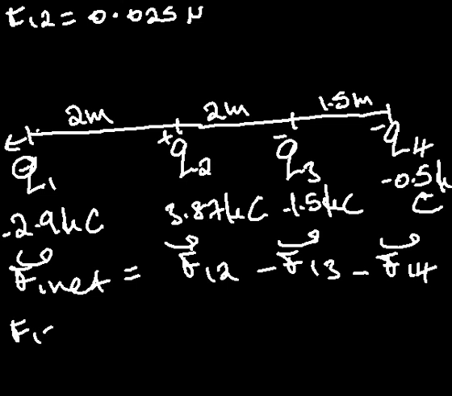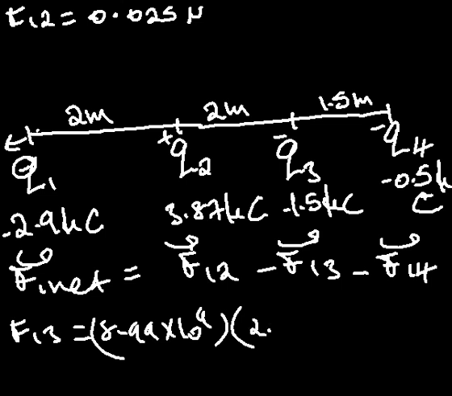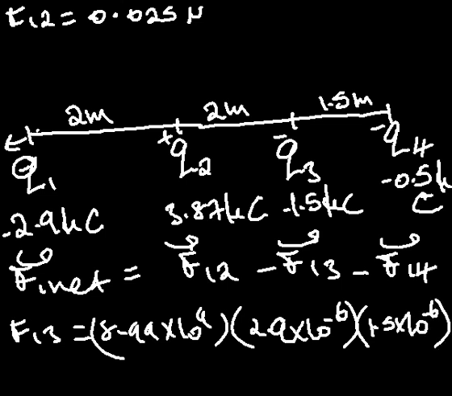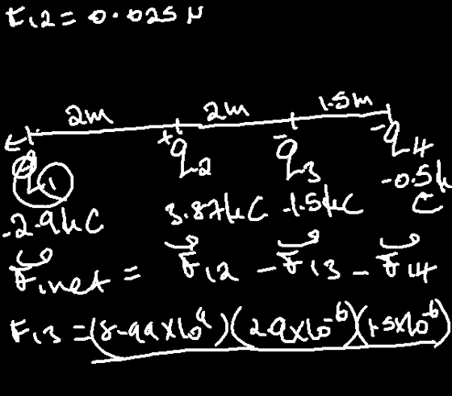So F13 will use the same principle. That is 8.99 times 10 to the power +9, and times what is the charge 1? That is 2.9 times 10 to the power -6, and times what is the charge 3? We have it as 1.5 times 10 to the power -6. We'll have that divided by the separation distance between charge 1 as well as charge 3. Now the separation distance is given as 4. We'll have 4 to the power 2. Of course that will be 16.